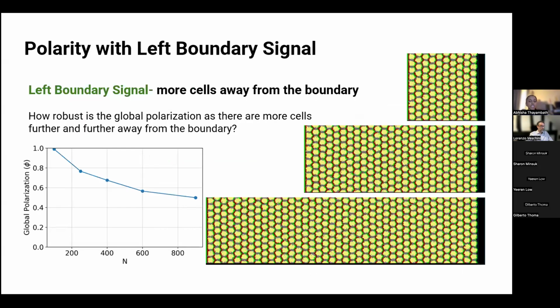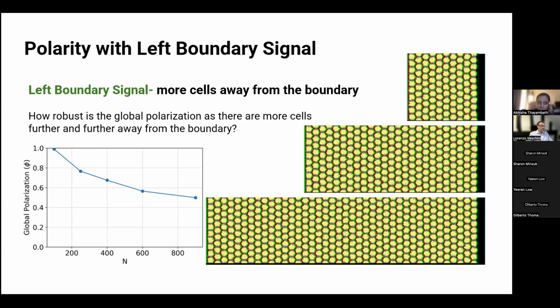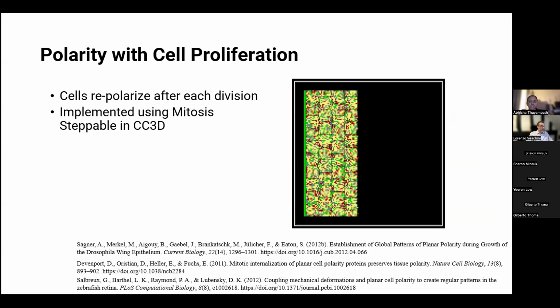So what happens if there are more cells away from the boundary? For example, you fix the number of rows, and then you increase the number of cells towards the right side. How robust is the global polarization as there are more cells further and further away from the boundary? You can clearly see that this is even worse compared to the previous case. Before, at least we could have 0.8 as the global polarization. But in a system like this, it drops to even 0.5 as you have roughly 900 cells. So we need something that could fix this.